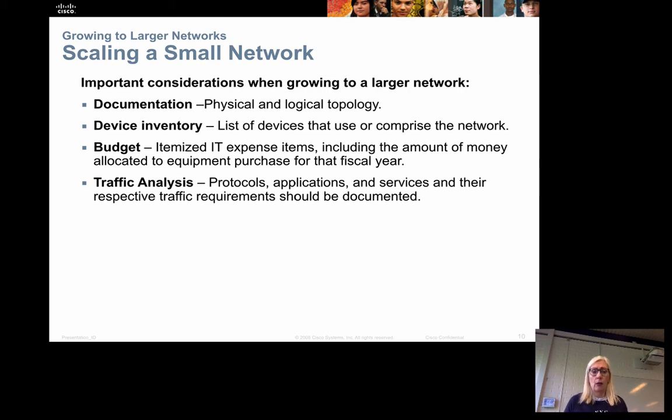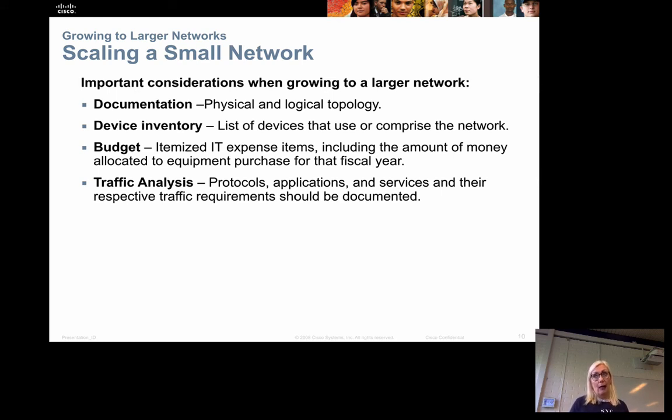Then, when we want to scale our network, we document what we do have, both the physical and the logical topology. The logical topology is typically the IP addressing scheme. Also make a list, an inventory of how the devices are spread in our network, and also a little bit about, of course, the budgeting, and make a traffic analysis.